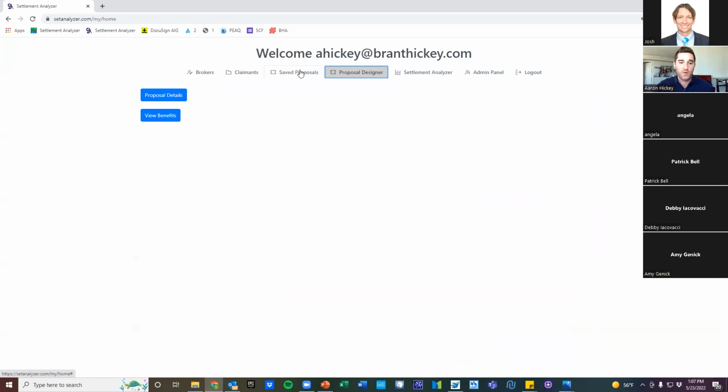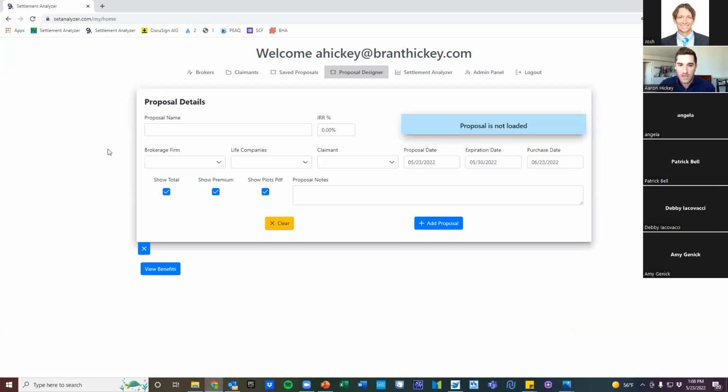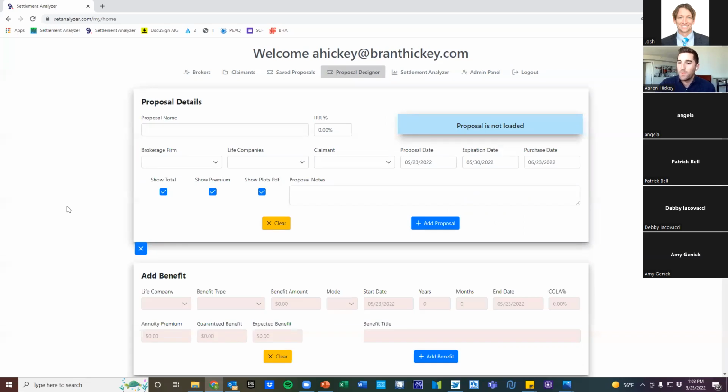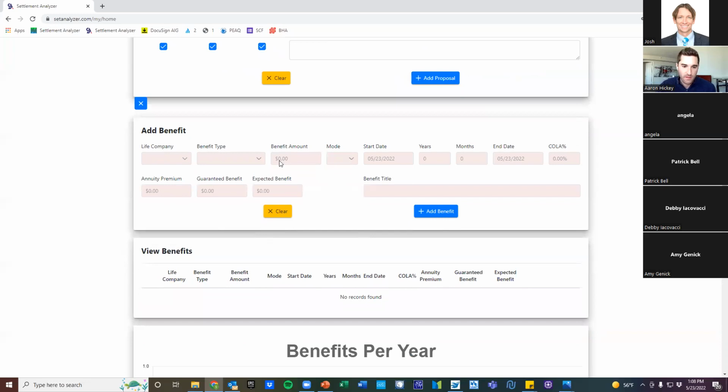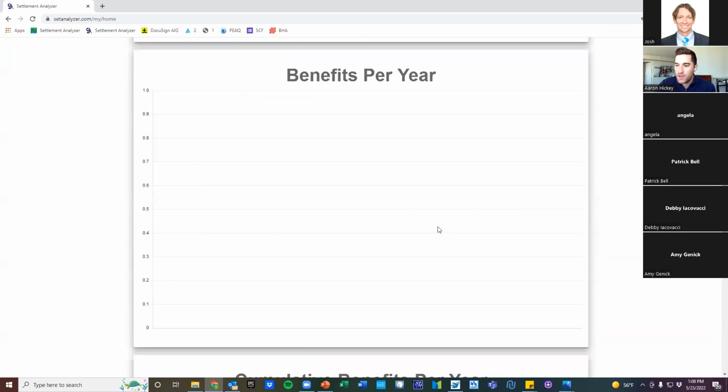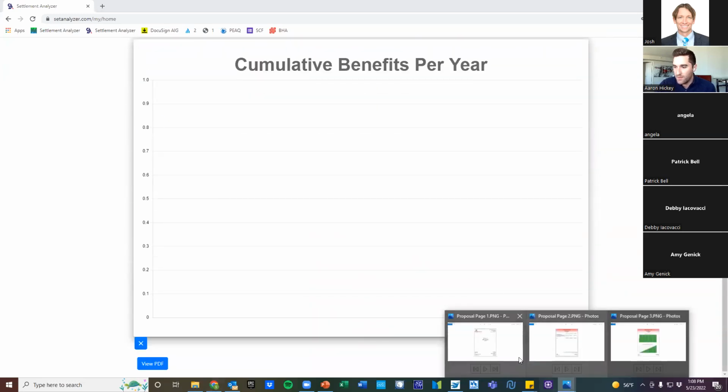These tabs here are the proposal creation tabs. For the sake of time today, they're very straightforward. I won't do an example of these today. I think you guys can all figure it out. You're all smart enough to do so. But the basic gist is you put in your information on the top part here, similar to what you would put in on QIB or another quoting software. Down below, you'll add your benefits, any type of benefit, your period certain, your lump sums, your life with certains, etc. And then you'll get a printout down here.